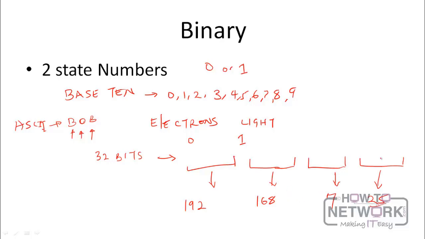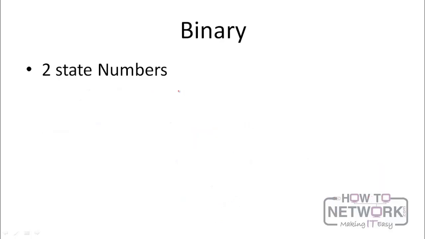So 25 would be converted to binary, 7 would be converted to binary, 168 would be converted, and 192 would be converted to binary. Now, it's possible for you to be asked to convert binary to decimal in the CCNA exam. So we need to understand how to convert decimal numbers to binary. And that's what we're going to be looking at now. So let me just clear this screen.